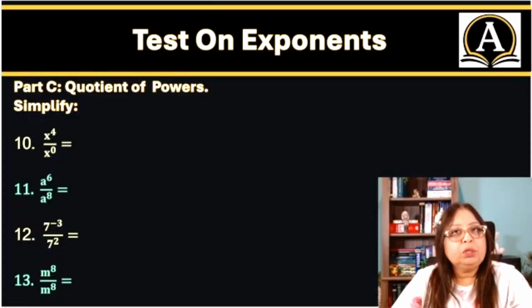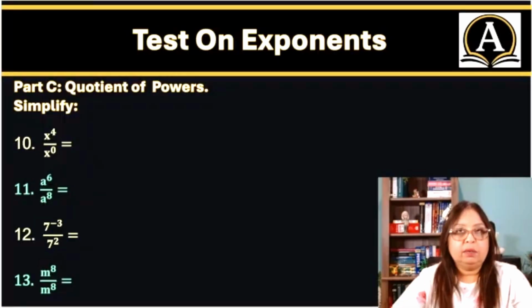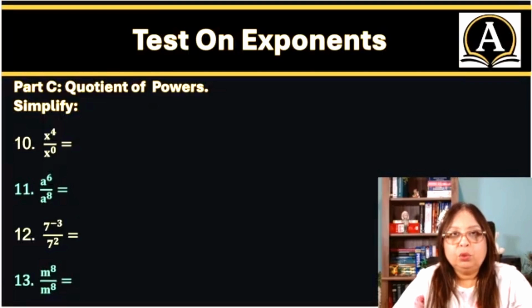Part C, quotient of powers. Simplify. Once again, you have to write your answer as a single power. Your timer begins now. Moving on to the next slide.